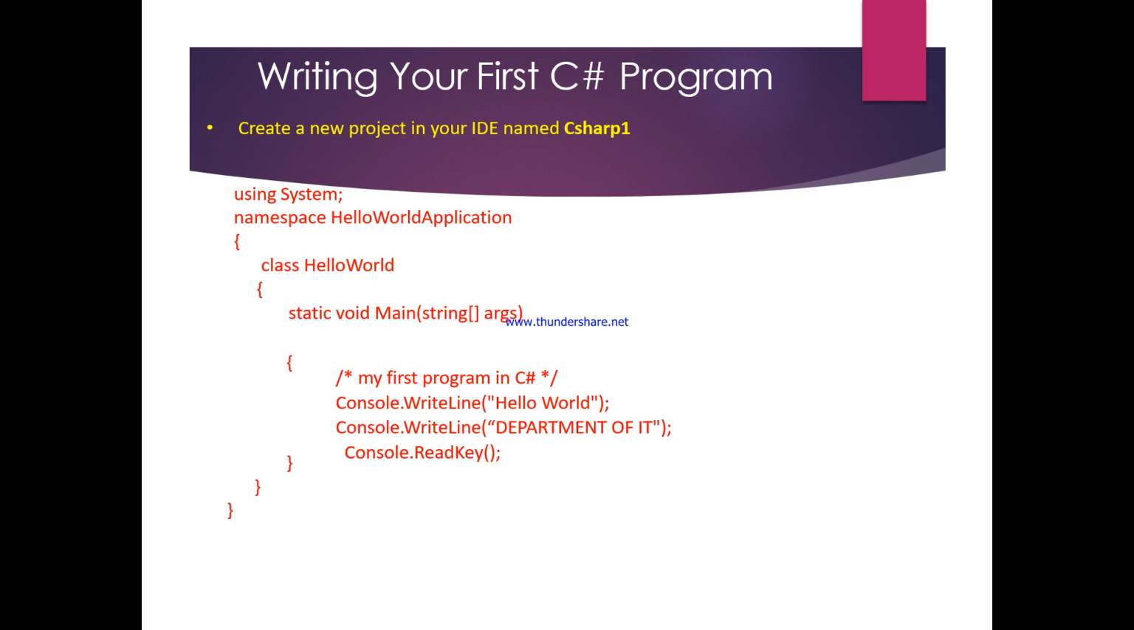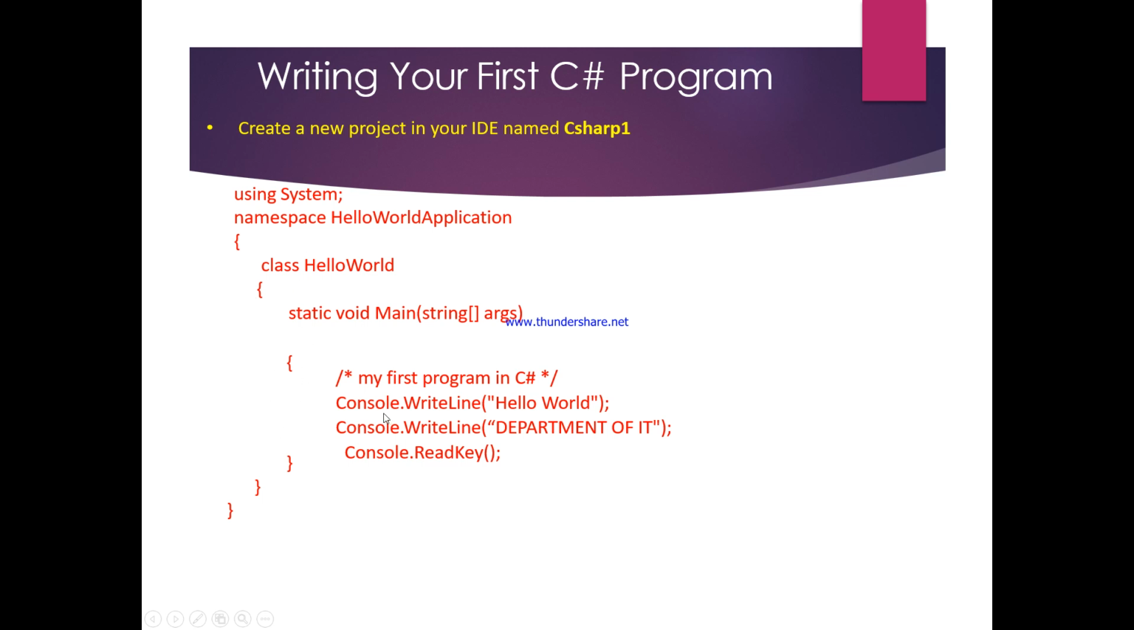Then I write the method: static void Main(string[] args). Then in between these two curly brackets, I write the code: Console.WriteLine("Hello World") is our message. Then I write Console.WriteLine("Department of IT"), and Console.ReadKey is similar to getch in C or C++. We write it to get the input, and that's why we can view the output of this program. So look at the structure: the opening and closing curly brackets are similar in structure to C and C++.